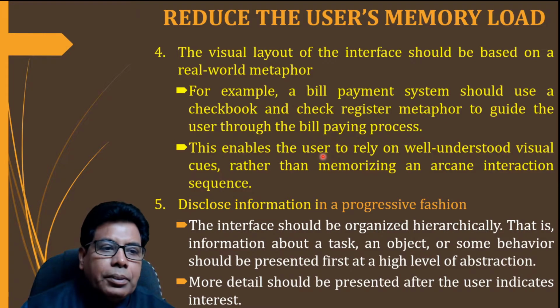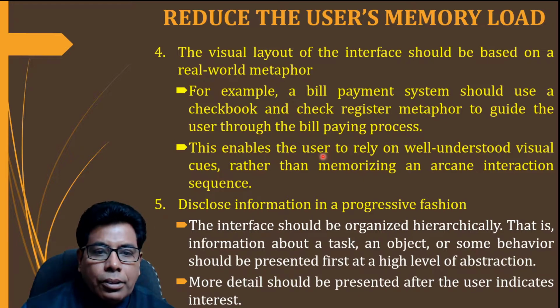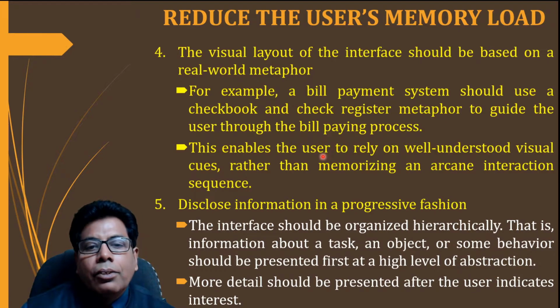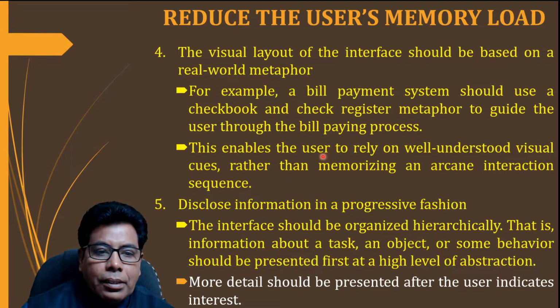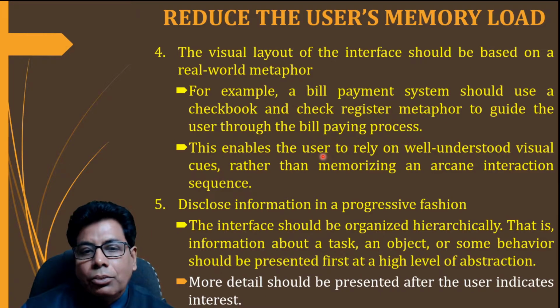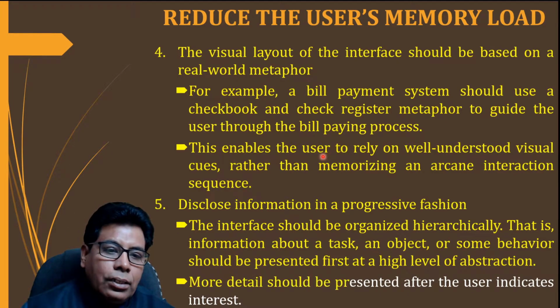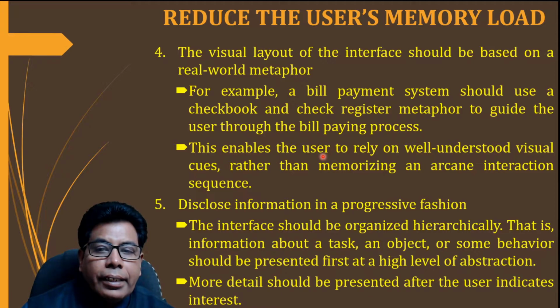Then the next principle is disclose information in a progressive fashion. The interface should be hierarchical in nature. That is, a task, object, and some behavior should be presented first at a level of abstraction, and then you can give the more details. So that is how it should be done, because if you try to give everything at once, the user will be confused. So more detail should be presented after the user indicates interest.